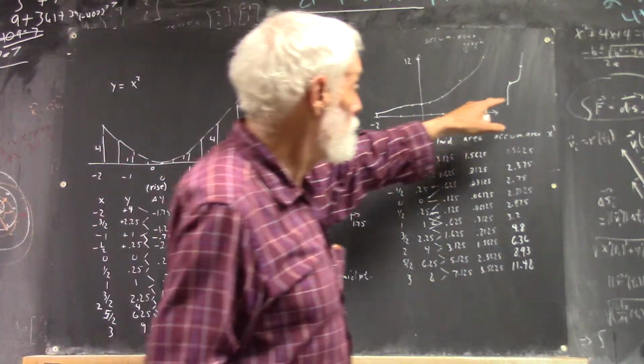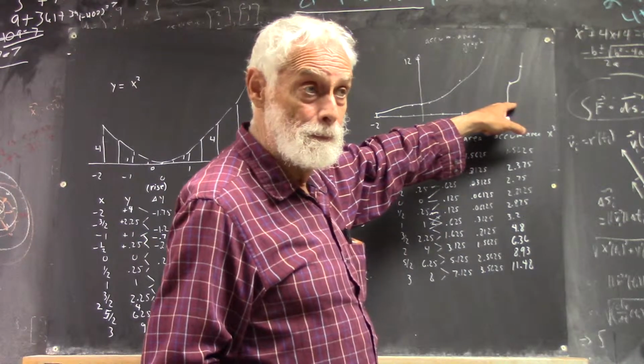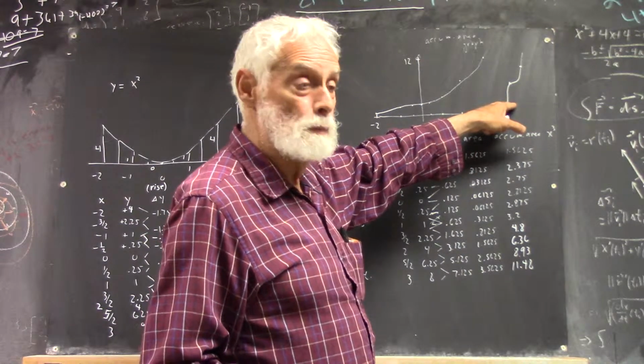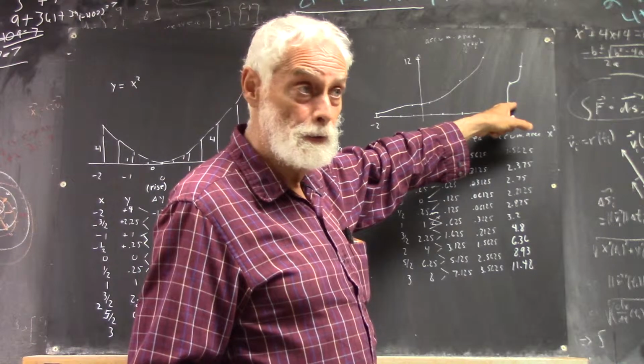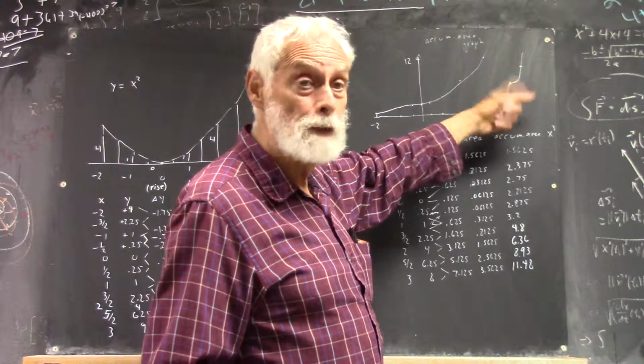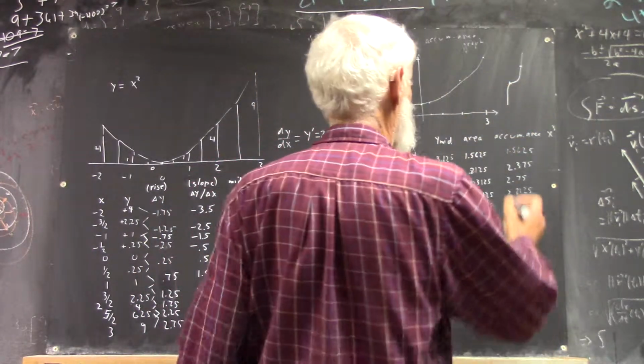Now what's this a graph of? What basic function graph looks like this? I'm sorry? X cubed. That's your x cubed graph. Just recognize that instantly.